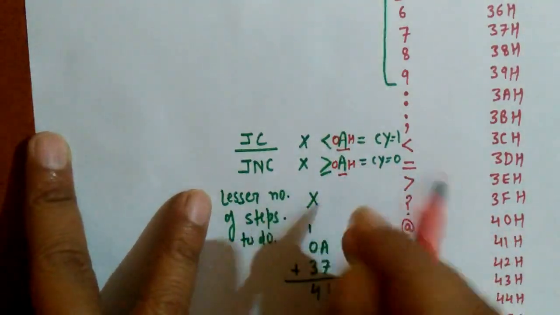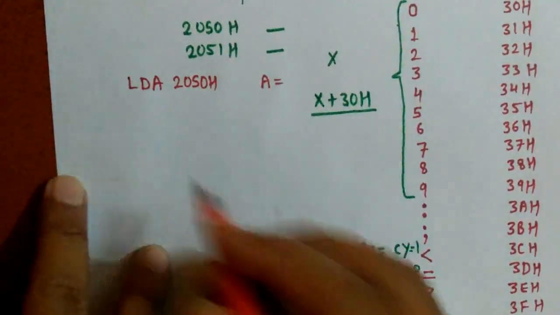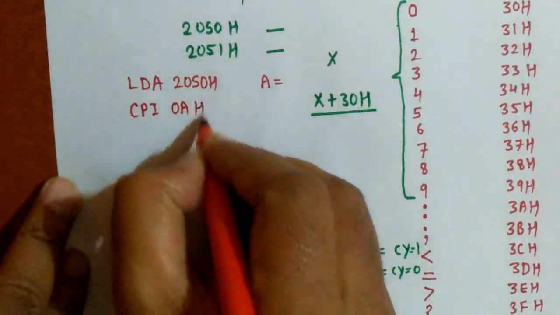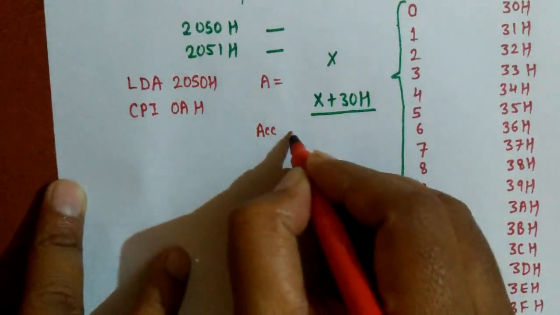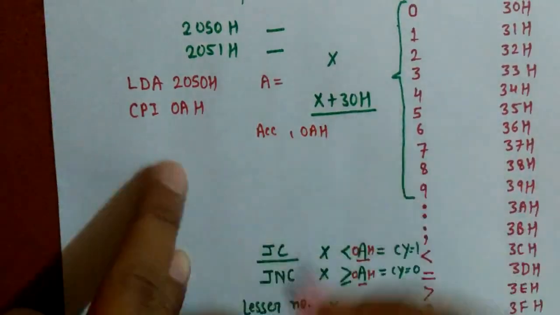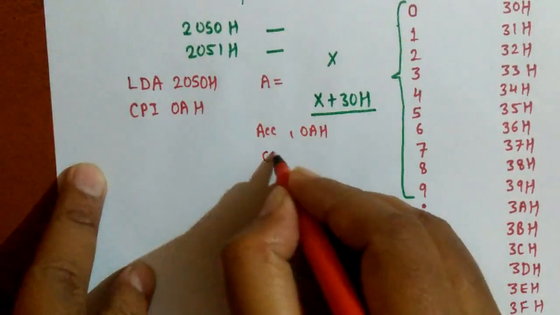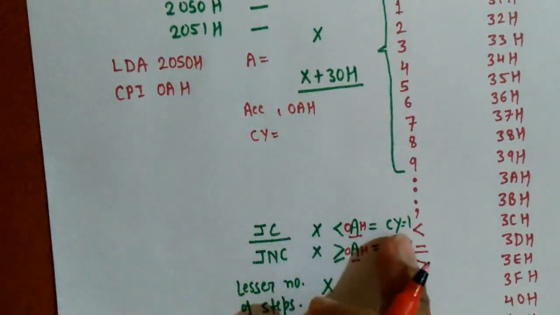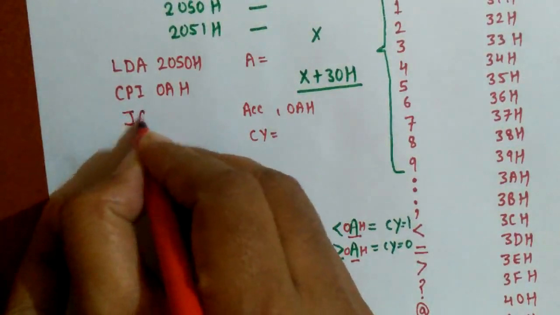Not the accumulator. So for comparing an immediate value, we have the instruction CPI 0AH. This instruction performs a comparison between the accumulator and 0AH, and according to that, it will set or reset the flags of the flag register. Here we are concerned with only the carry flag. As I told you, we will be checking for carry equal to 1. So after the comparison I am going to take the decision with JC.